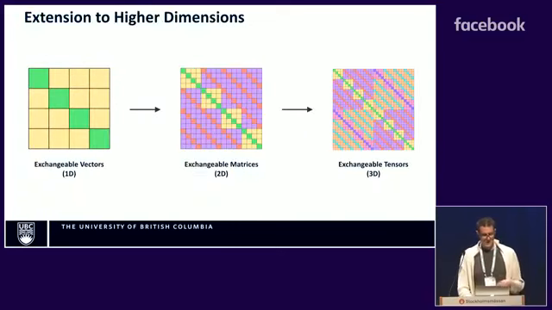So finally, just as the parameter matrix for exchangeable vectors can be seen as a building block inside the one for exchangeable matrices, we can extend our layer to higher dimensions simply by repeating the structure for lower dimensions, as shown here. And we prove all of our results for this higher dimensional case as well.